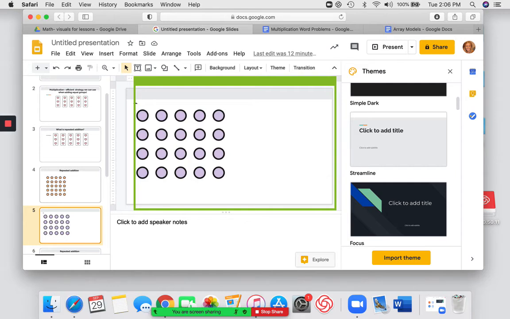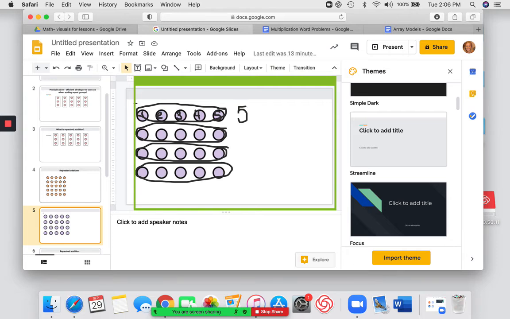Here's another array, and again, I'm going to always start by labeling my groups. Groups are the rows that go side to side. So if I were to say, solve this by adding, I'm going to add my each, because repeated addition is adding your each. How many is in this group? Group 1? 1, 2, 3, 4, 5. There's 5 in this group.